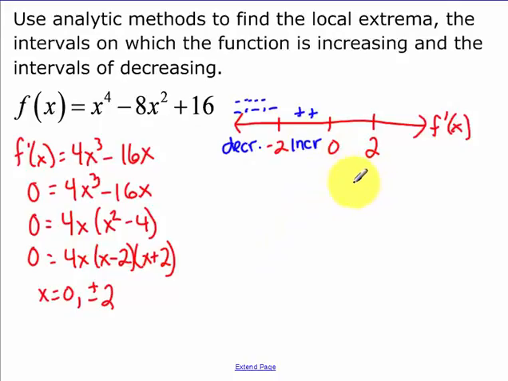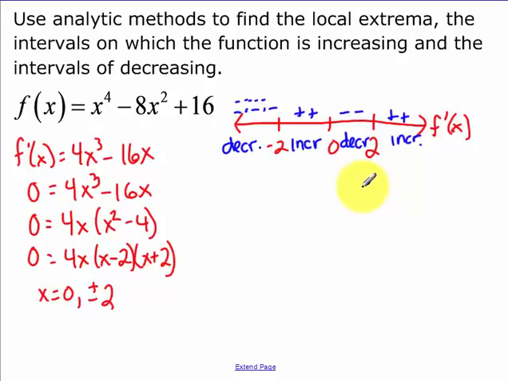Between 0 and 2, plug in 1. That would give me a positive, negative, positive. So we're negative on that interval, so that means we are decreasing. And then plug in a number greater than 2. For each one of those, we are positive. So that means we are increasing.